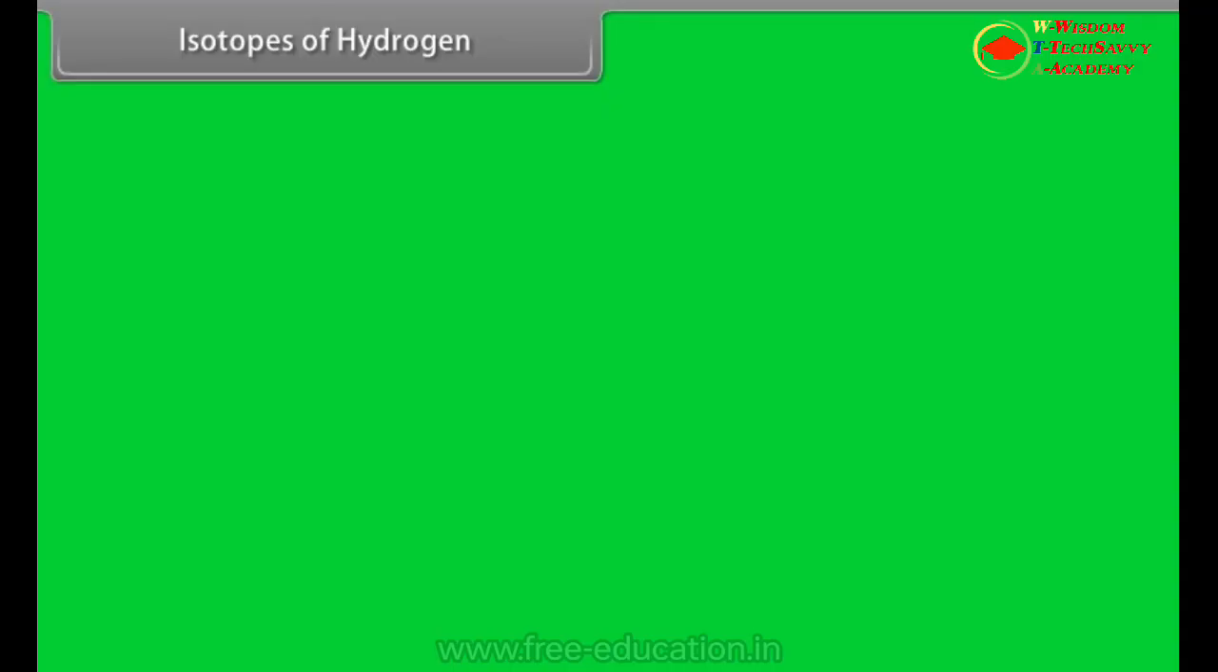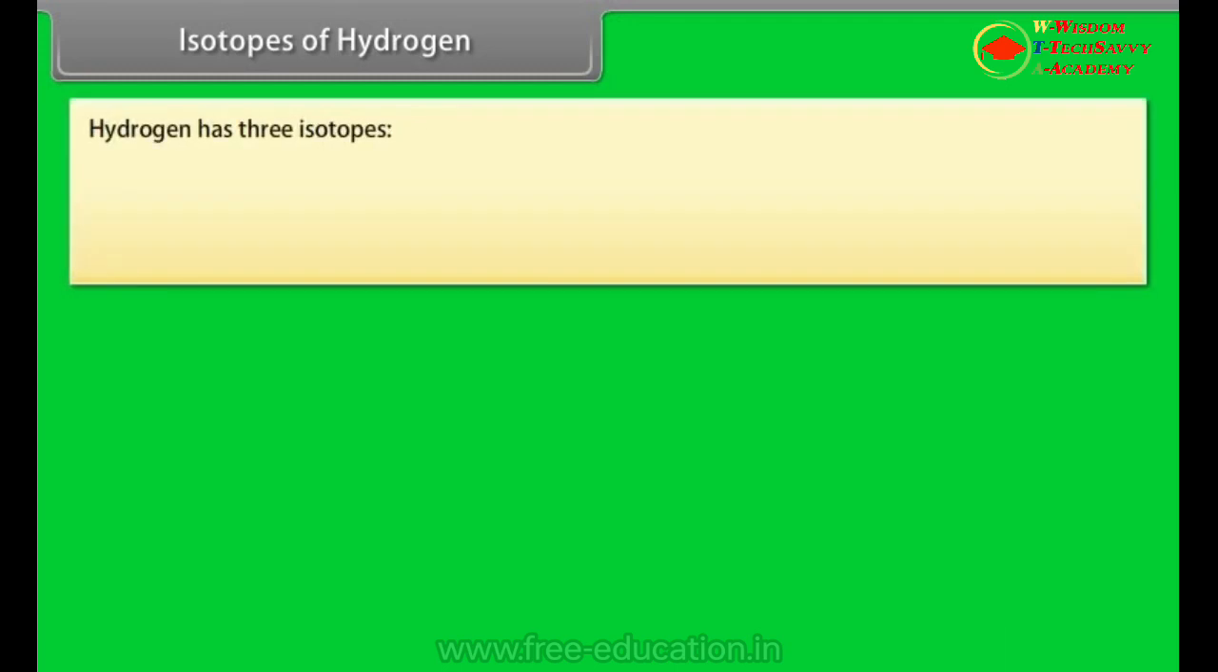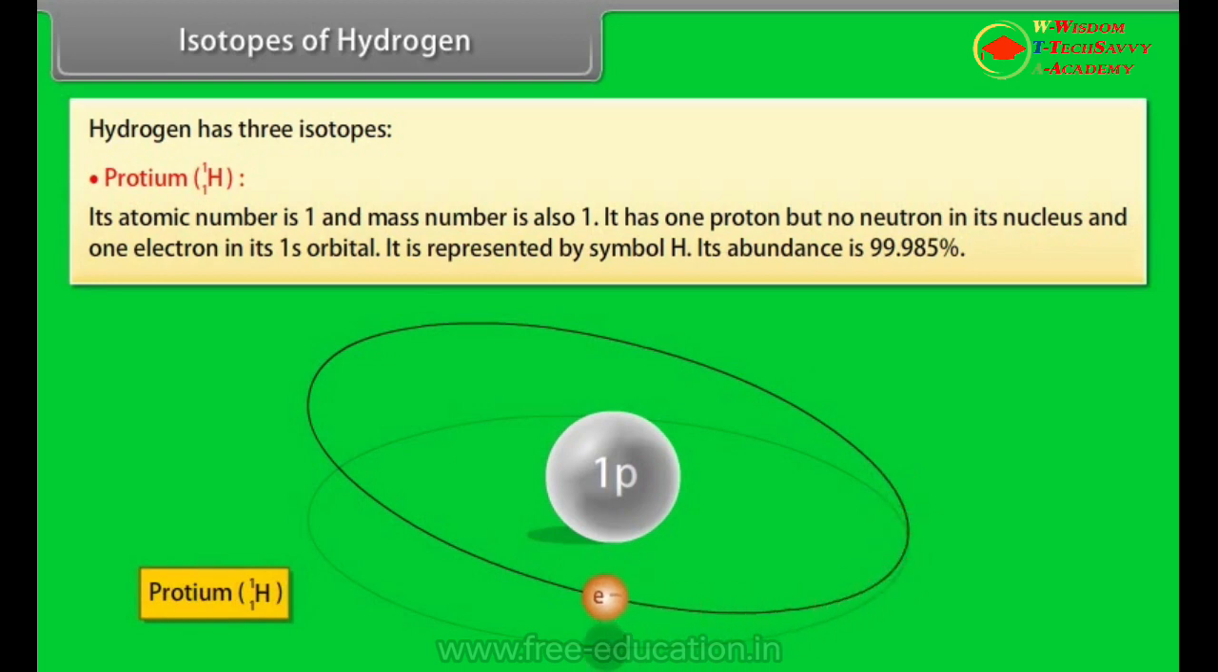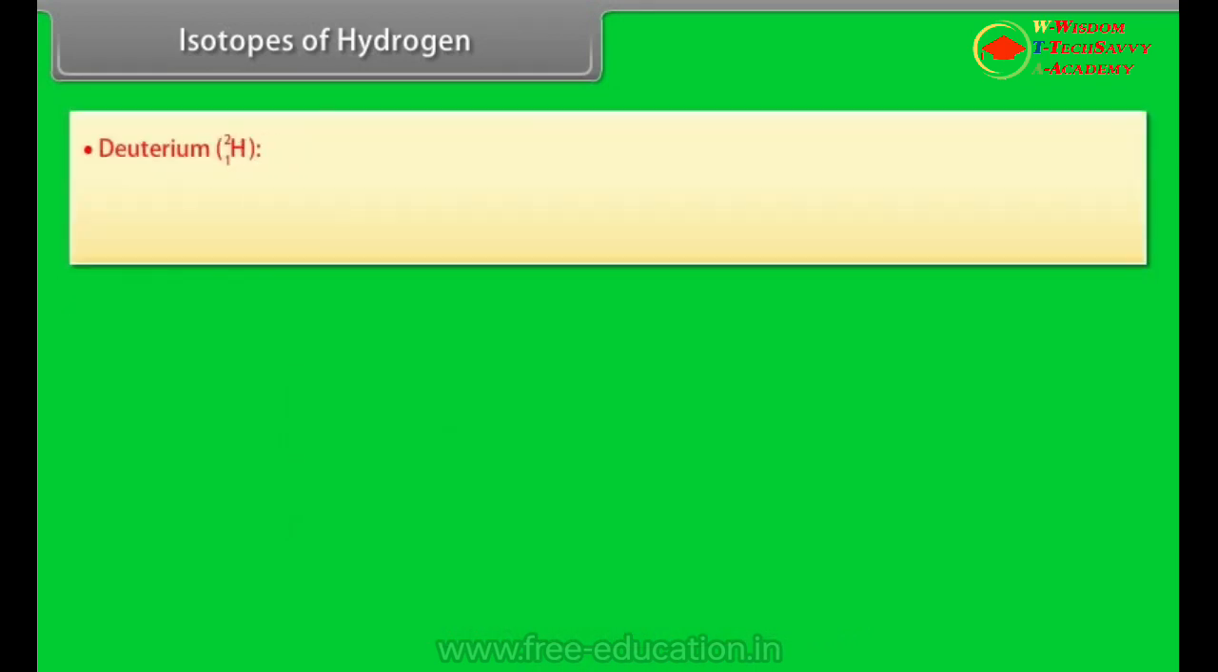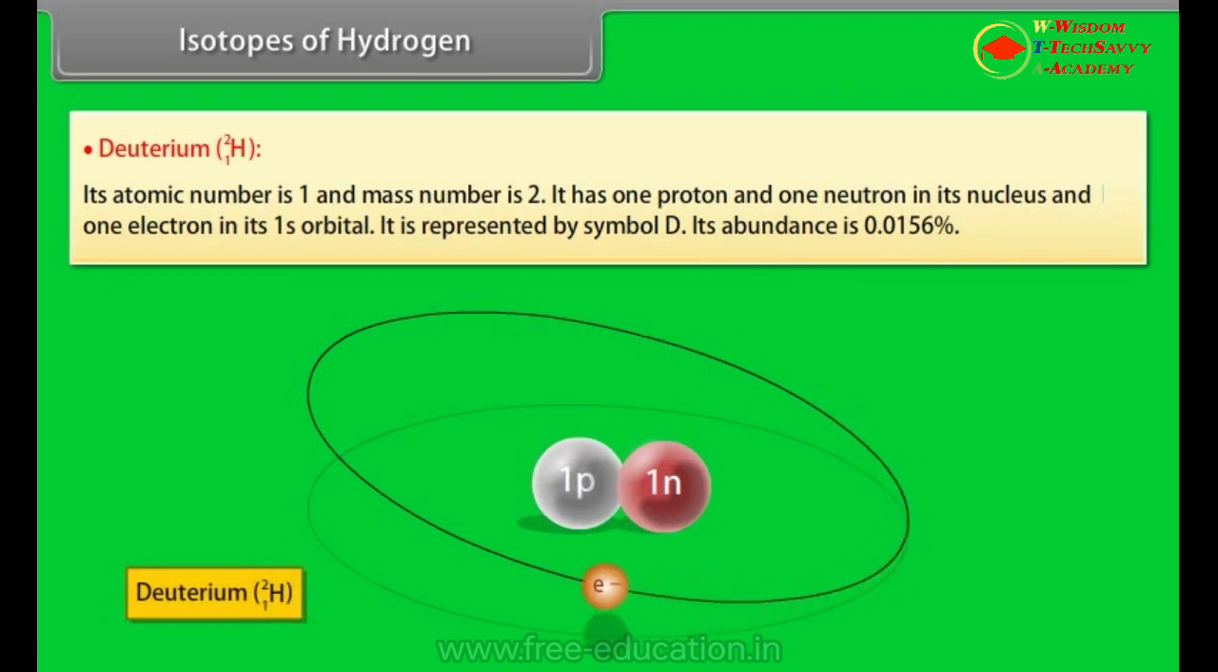Isotopes of hydrogen. Hydrogen has three isotopes. Protium. Its atomic number is 1 and mass number is also 1. It has one proton but no neutron in its nucleus and one electron in its 1s orbital. It is represented by symbol H. Its abundance is 99.985%.